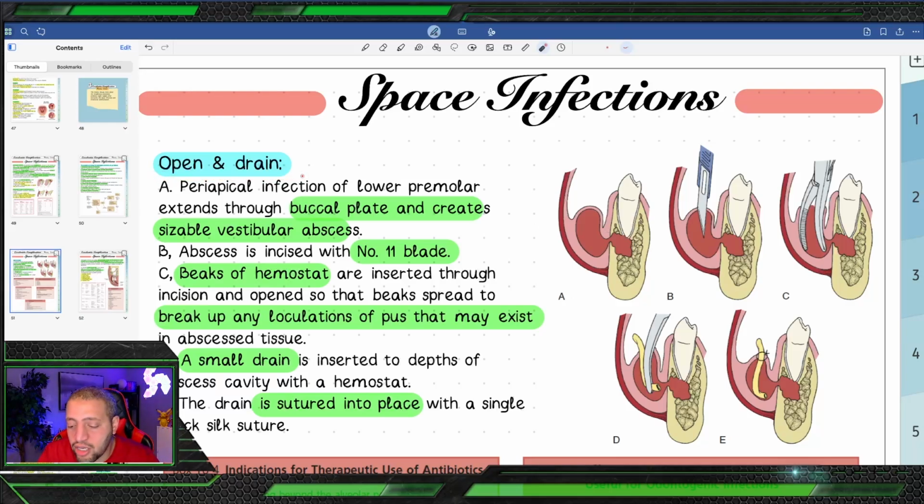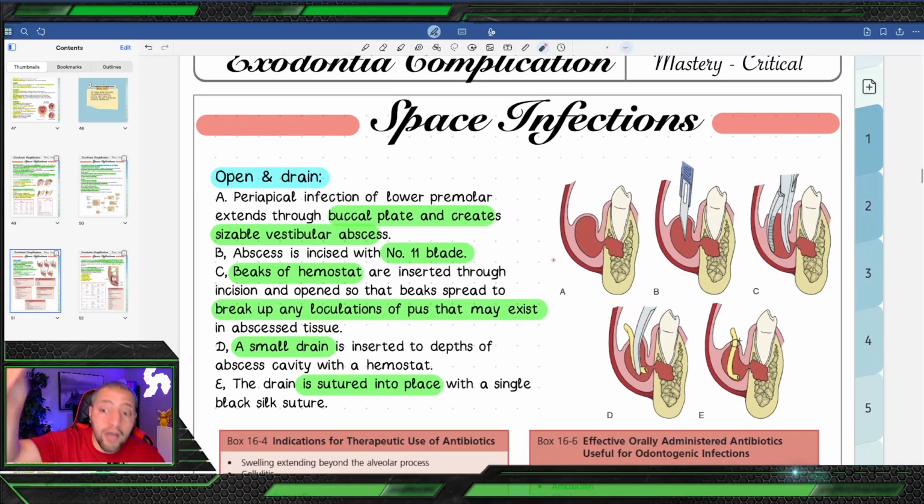And abscess initial management is open and drain. So abscess initial management is not extraction, it's not RCT, it's not antibiotic. The initial management of any abscess or cellulitis is open and drain. And here you understand, you use a blade number 11, and then you use a hemostat to break the lobulation of pus, and then you put a drain and you suture it, and then you follow up with the patient.